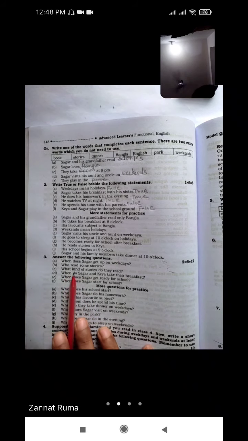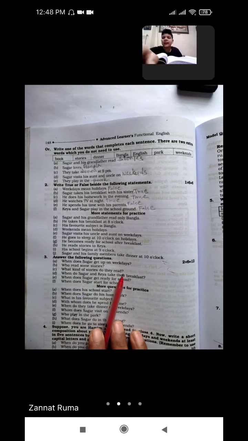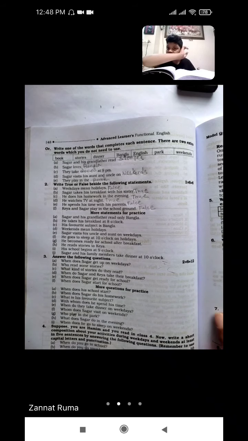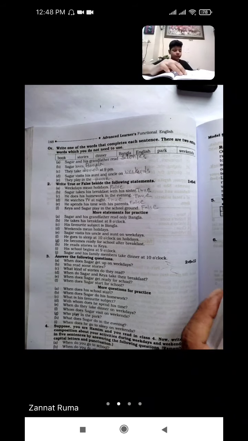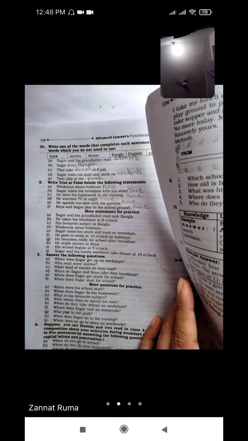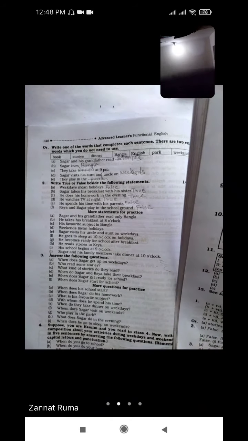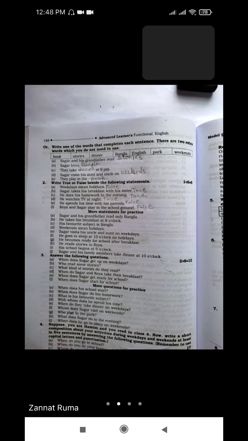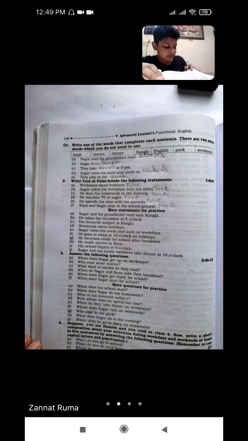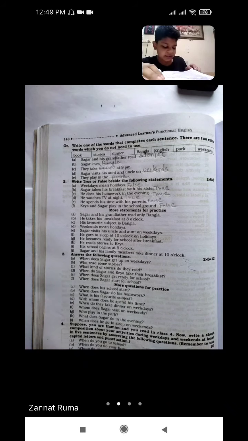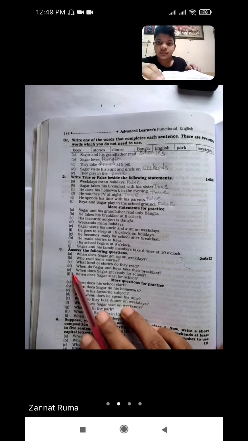Sagar's grandparents read some stories. Good. What kind of stories do they read? They read stories in Bangla and English. Okay, now number D.